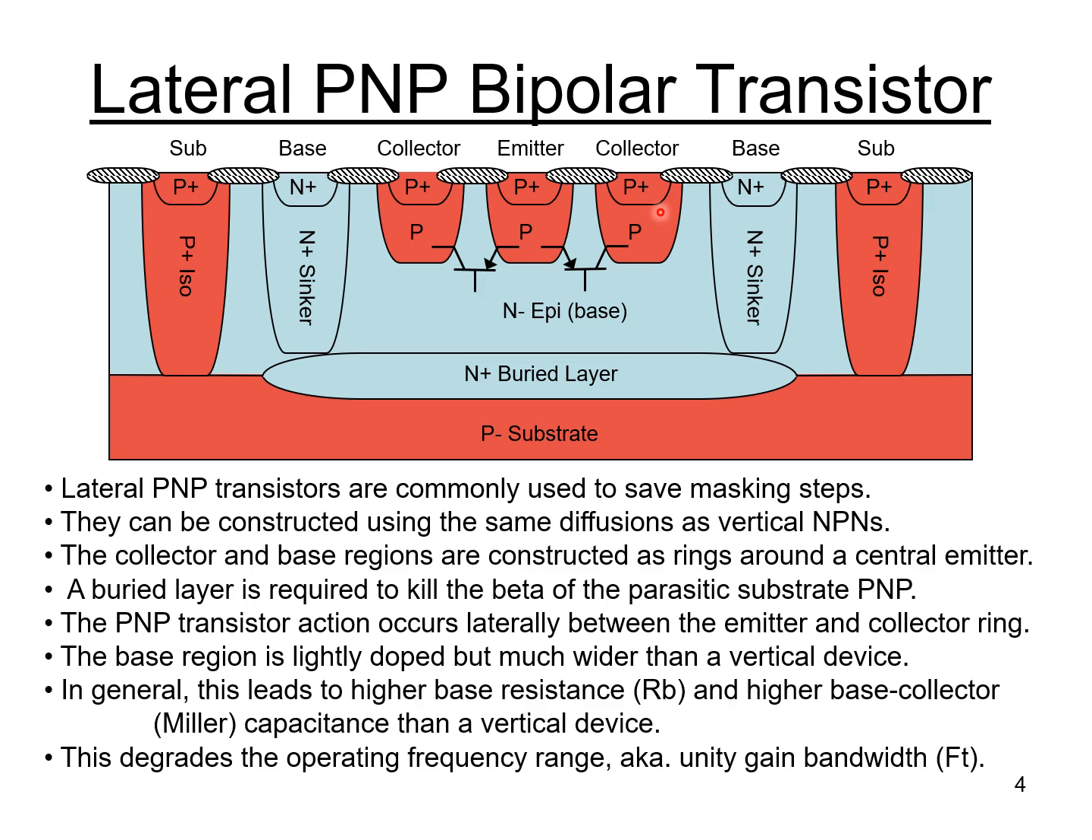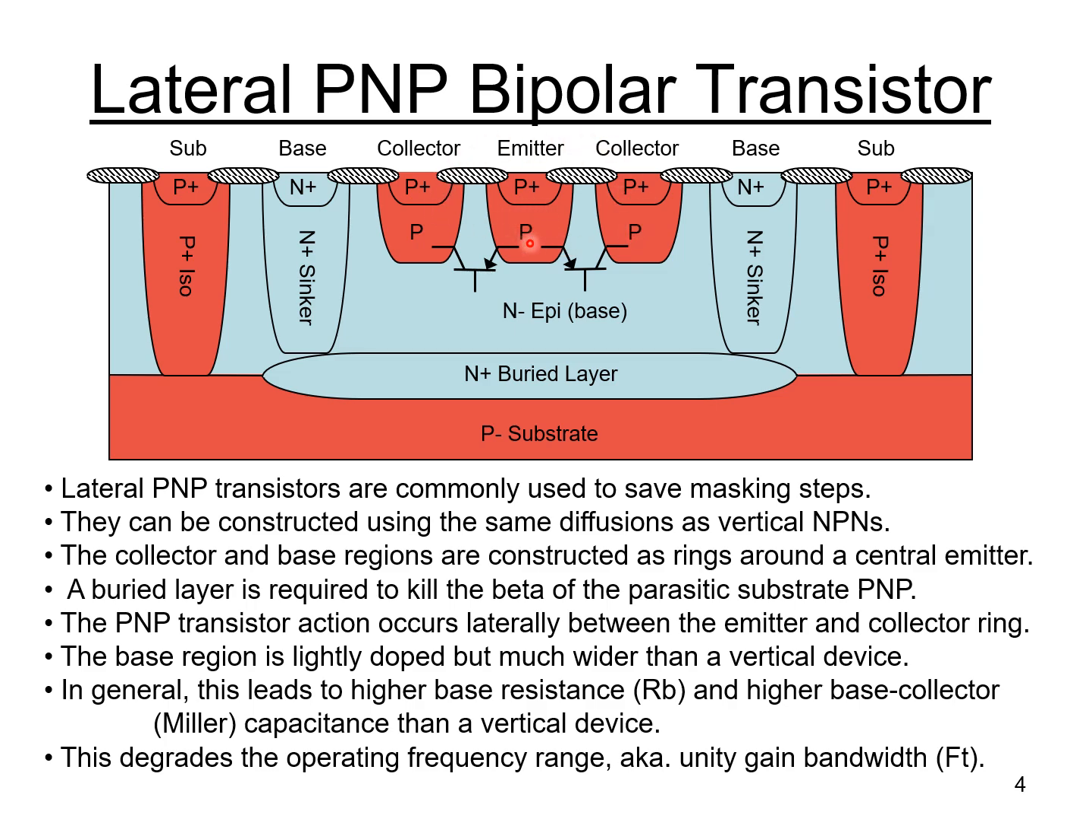The emitter is formed the same way the collector is formed, with a P plus region on top and a P base region underneath. So you can see I've drawn in the lateral PNP transistors schematically in the drawing there, where we have a P region, the collector region, as a ring around a center emitter.